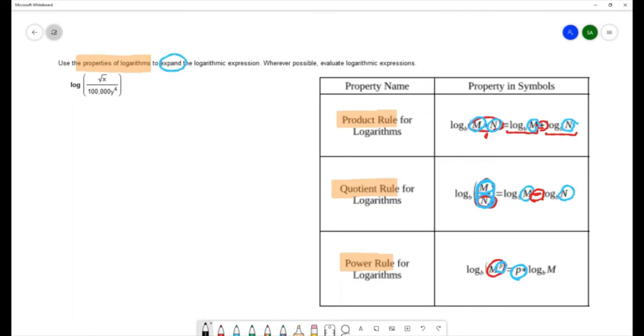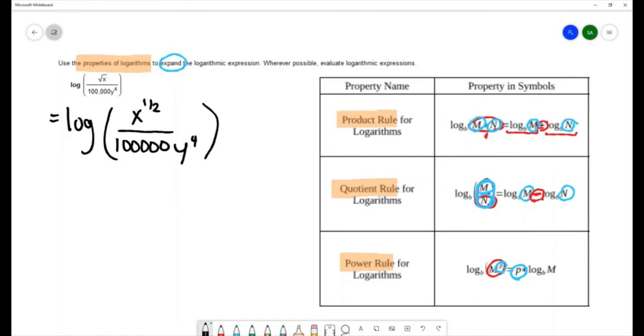So the first thing I want to take note of on our example is we have a square root. Square rooting is the same thing as raising something to the 1/2 power. So this is the same thing as log of x to the 1/2 over 100,000 y to the fourth. Okay, so we're going to need that later when we use our product rule. I'm sorry, the power rule.